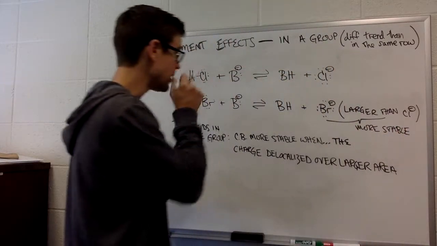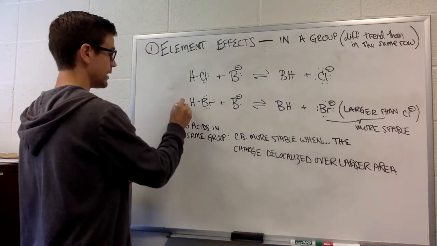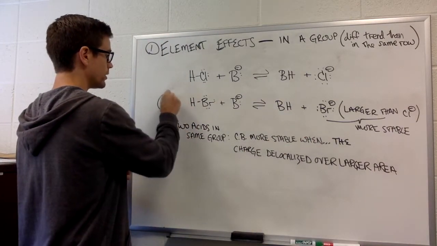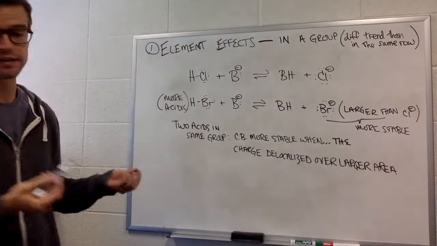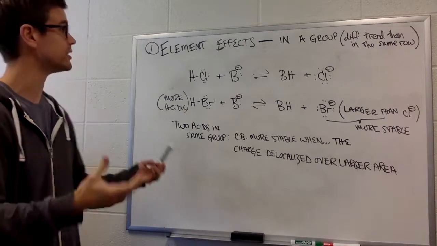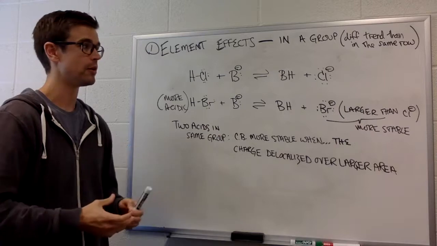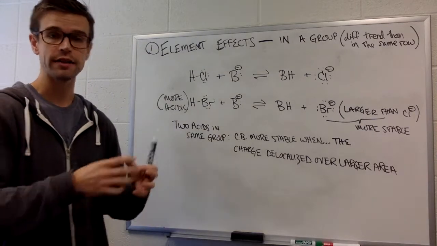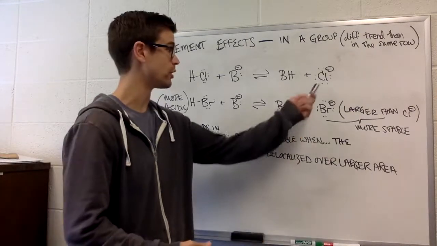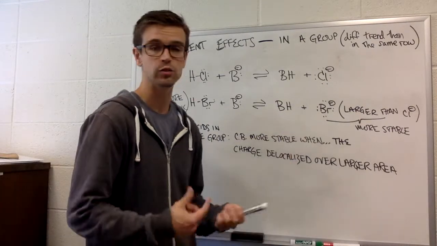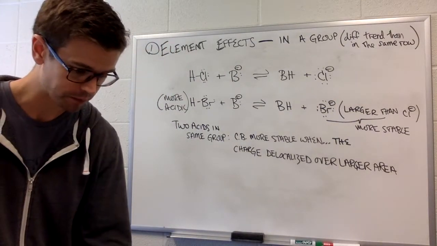If it is more stable, then the conjugate base is more stable. That tells us that HBr is more acidic when comparing that to HCl. So that's the trend in a group. The larger the atom, the larger area that negative charge is delocalized over. It's the same amount of negative charge, right? Chlorine has 1 minus, Br has 1 minus, but that 1 minus is distributed over a much larger area.